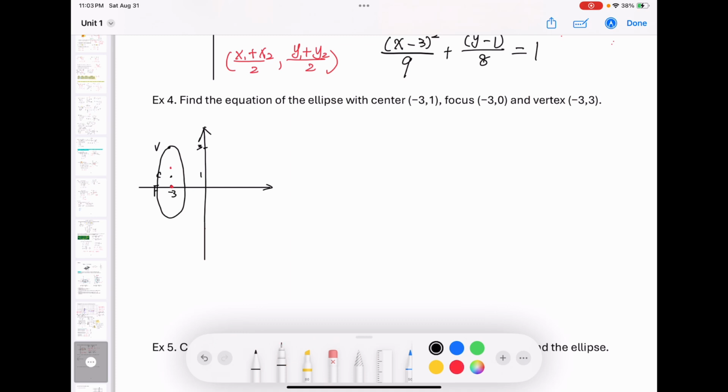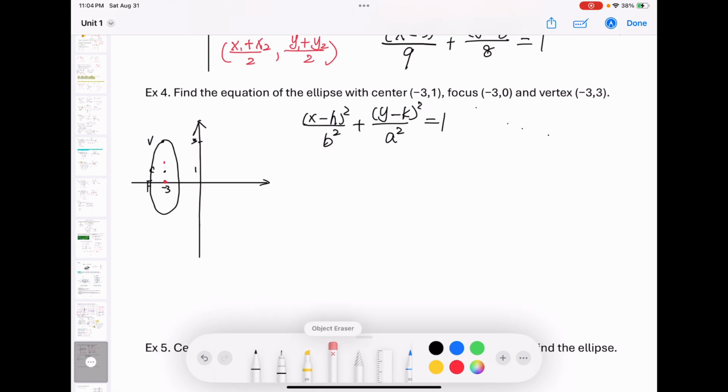Let me put the paper here. Okay, so we have (x minus h) squared plus (y minus k) squared is equal to 1. So vertical, that means y. So under the y, we have a squared, and then b squared is under the x. So what is the a, what is b, what is the center? Center is given as -3, 1. So we can plug it in.